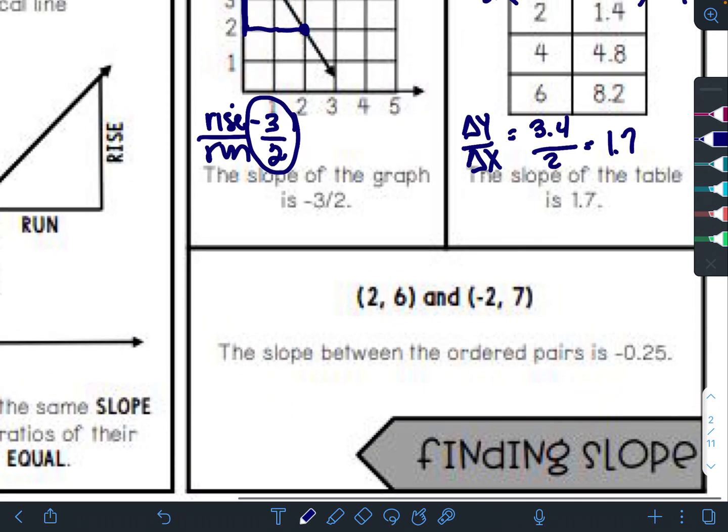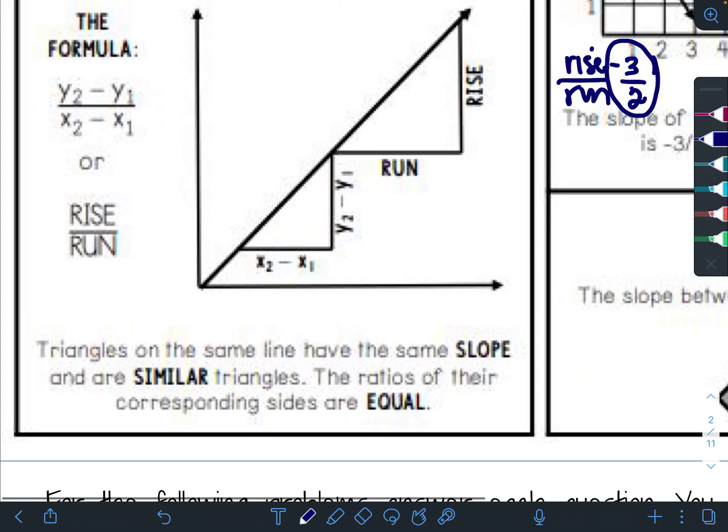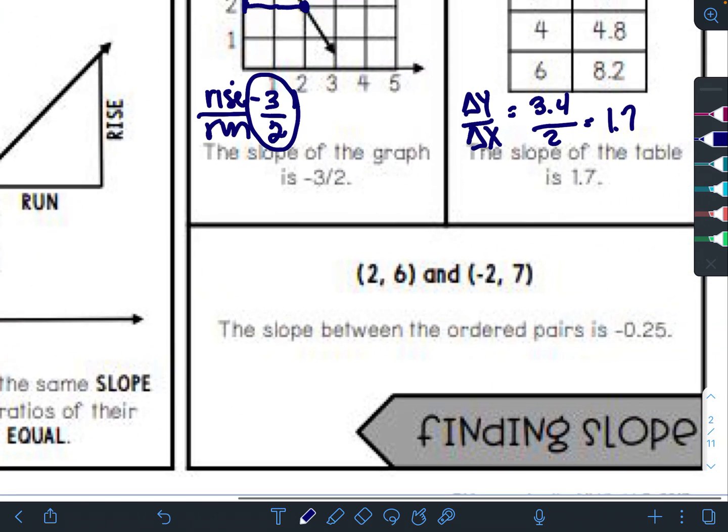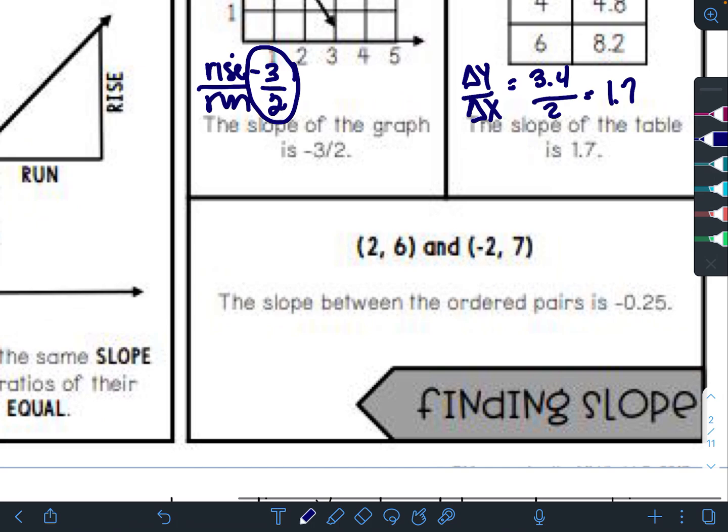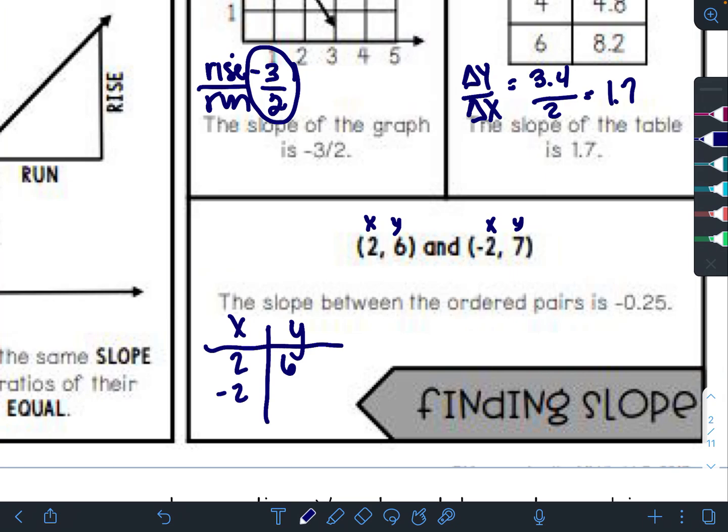And then whenever you have a situation like this, I know it gives you this formula, which is kind of confusing. So the easiest way to do it whenever you have ordered pairs is to make yourself an X and a Y table. So this is X and that's the corresponding Y, so 2, 6. This is X and the corresponding Y, so negative 2, 7. And then just do your change in Y over change in X. So to go from 6 to 7, I am changing by a positive 1. When I'm going from 2 to negative 2, I'm changing by a negative 4. So I would have 1 over a negative 4, which gives me negative 0.25.